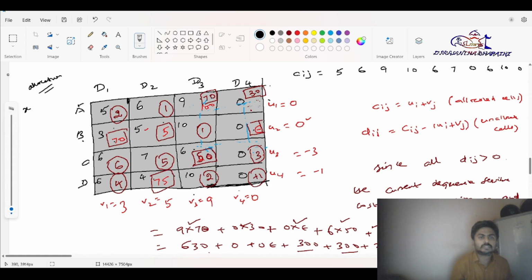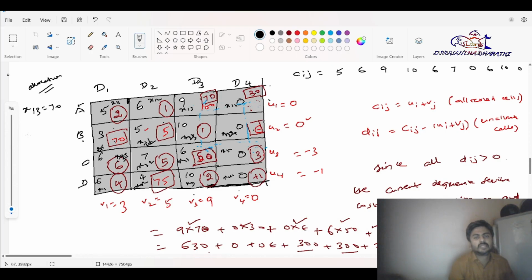Then it is x21, x22, x23, x24, this is x31, x32, x33, x34, this is x41, x42, x43, x44.